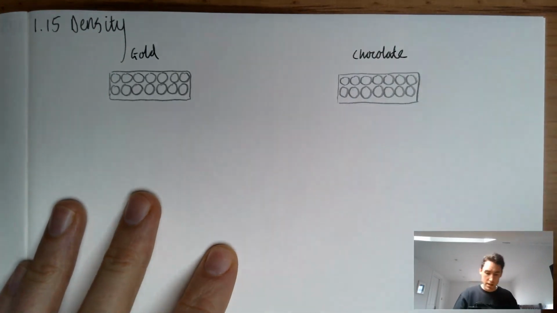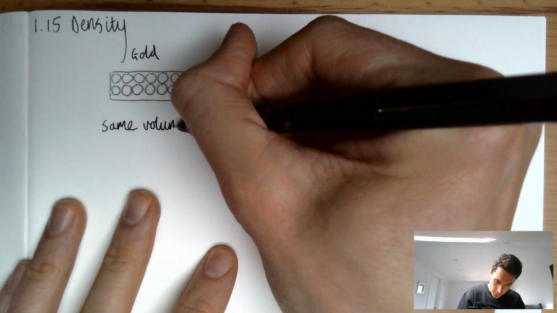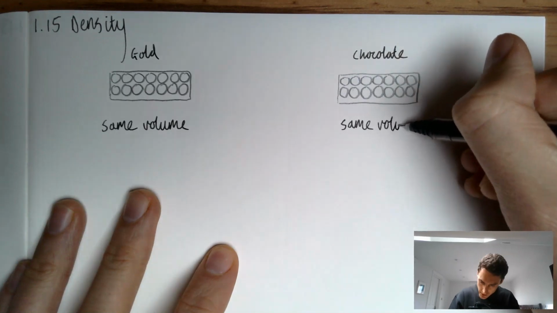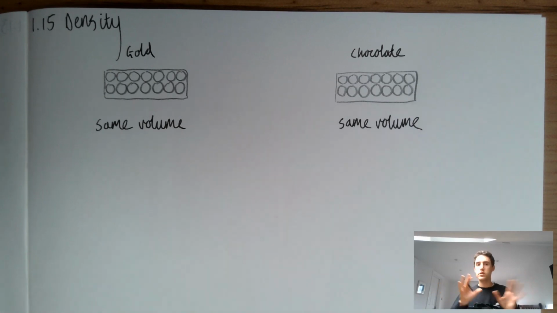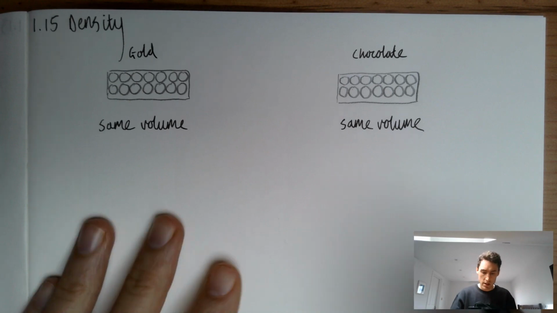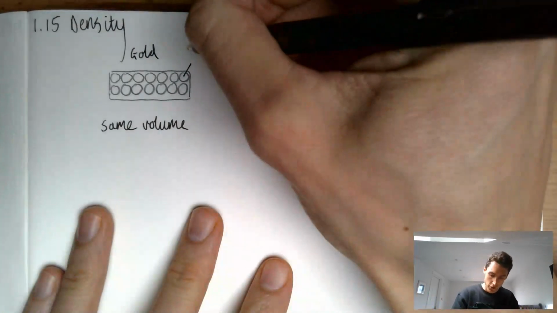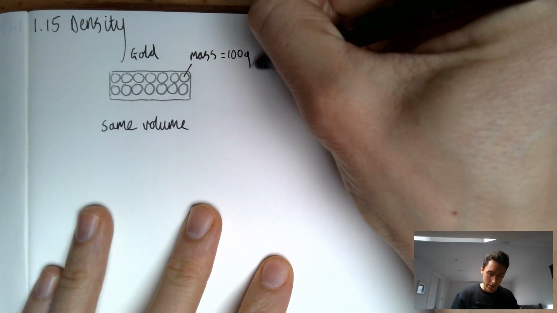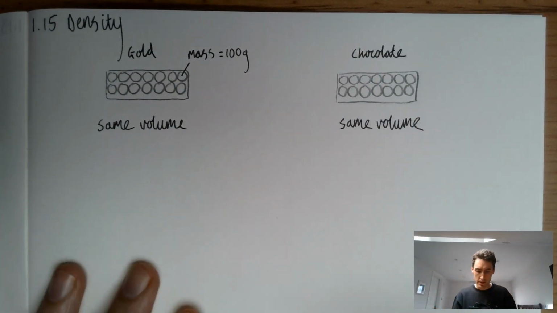If they've got the same volume, well, what's the difference? Usually by this point students haven't studied the periodic table, so they don't know about atomic mass and so on. But I can just tell them, well, actually, it turns out that each particle of gold has a mass of 100. I don't even need to use any units, let's just call it 100. And I'm making these numbers up. This is just to illustrate the point.